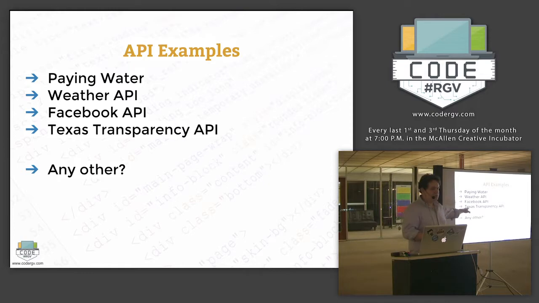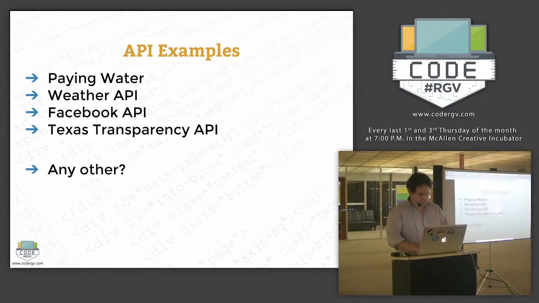Anybody know of any other APIs? Amazon API, that's a good one. You can load up new instances, drop instances, as well as do searches against Amazon. Anybody have another API? Foursquare. Can you tell us what Foursquare is? Foursquare lets you check in to businesses, locations.